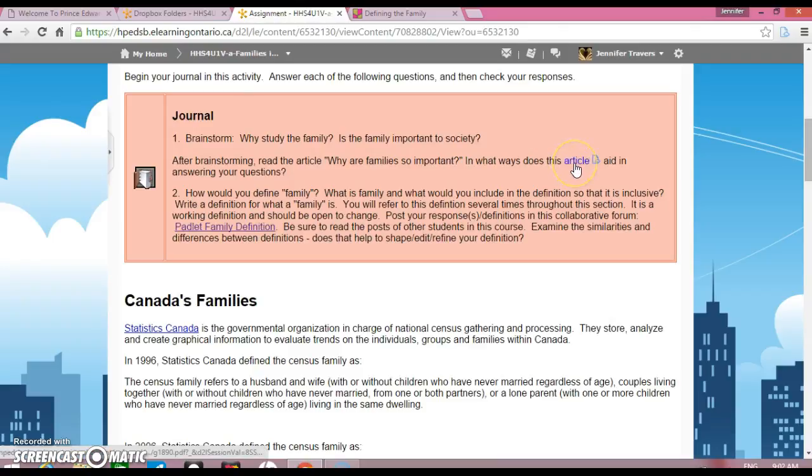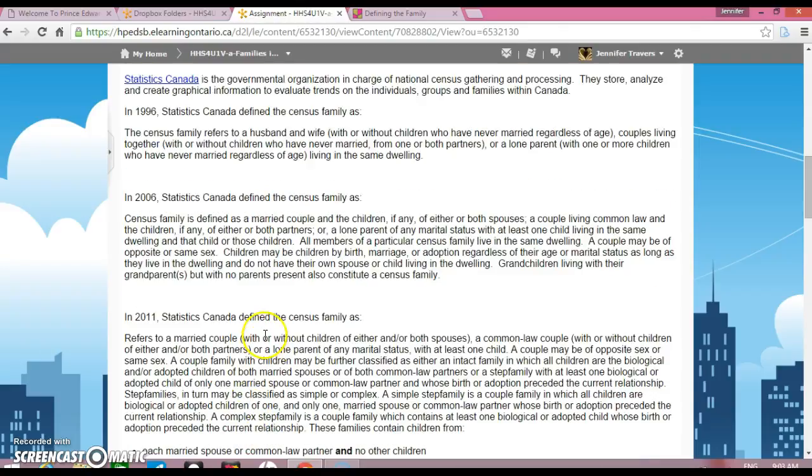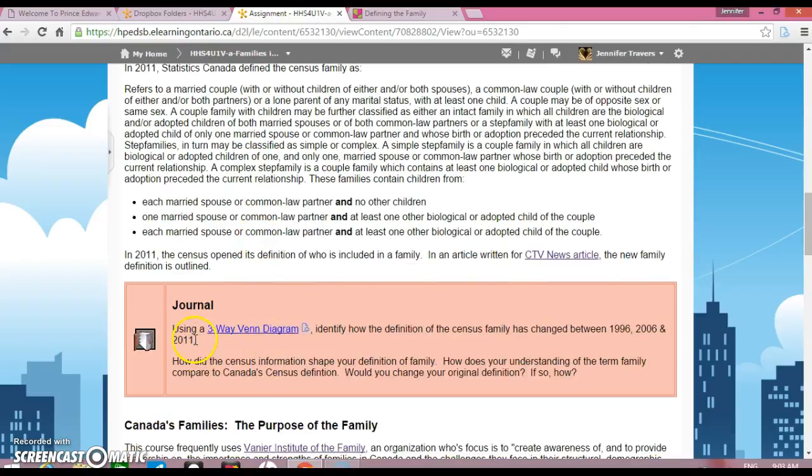So this one is, read this article. The question is, why are families important? So jot down in your notes why families are important. Question, how would you define the family? And then post your definition of the family here. So here below we have information about the family. In Statistics Canada, it was defined 3 different times in different years, and it got a little bit more complex as the years went on. So your journal or your worksheet is to, using a three-way Venn diagram, identify how the definitions were similar and different. So when you see little things like that, it means it's a link.